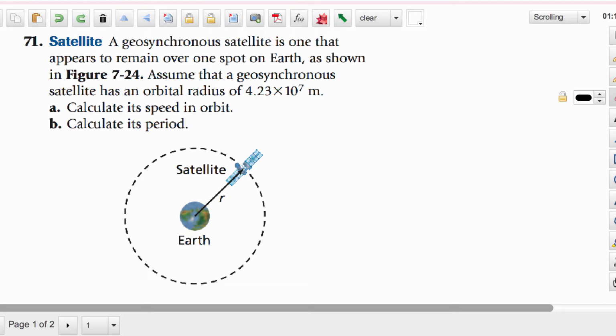What's geosynchronous mean? That means it orbits the Earth with the same period as the Earth rotates. And since it does that, it remains above the same location on the Earth. So that's the first clue to solving the problem: the satellite is geosynchronous, which means its period has to be the same as that of Earth.